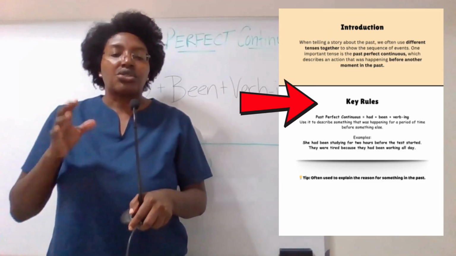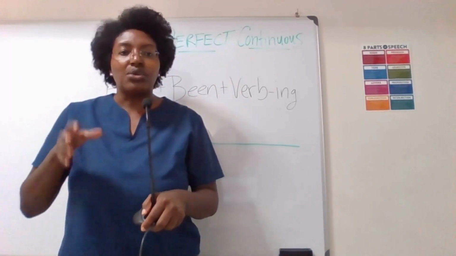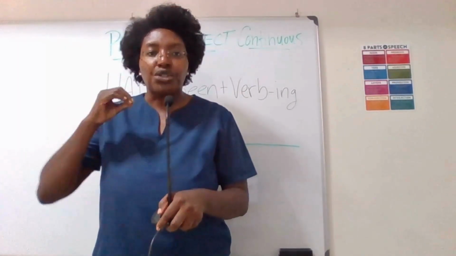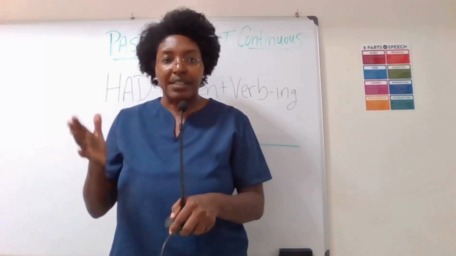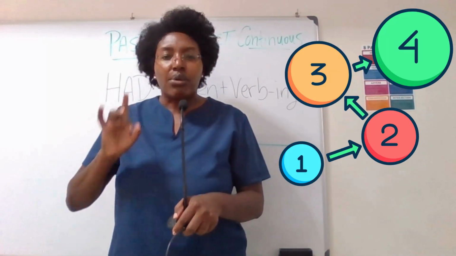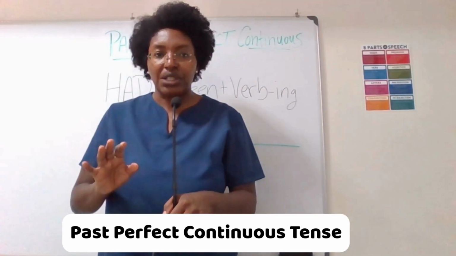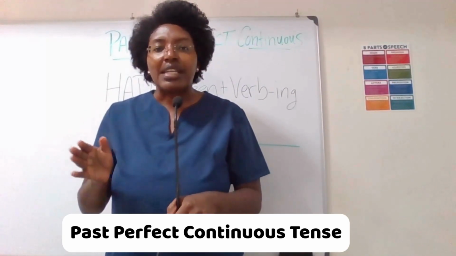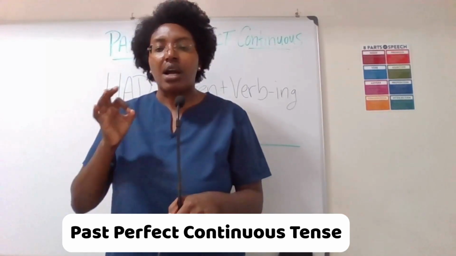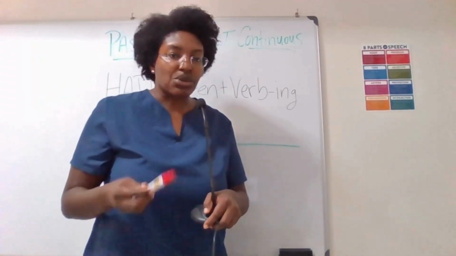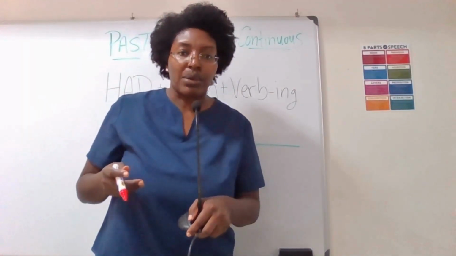So when you are telling a story about the past, we often use different tenses altogether. Why? Because we want to show the sequence of events. And there's one important tense that we use called the past perfect continuous. And that tense describes an action that was happening before another moment in the past. So let's just jump on the actual whiteboard and then we'll also do some work on the virtual whiteboard.